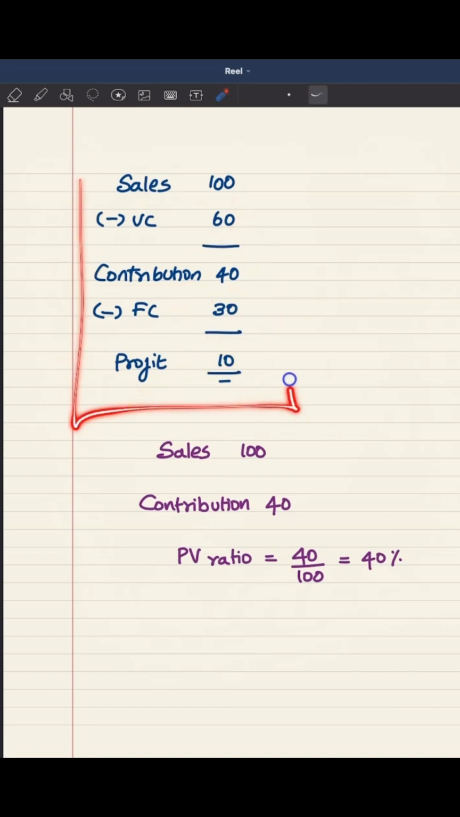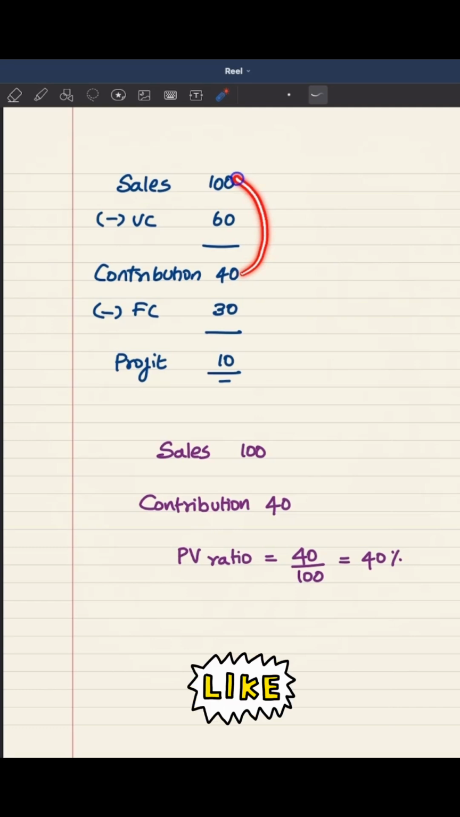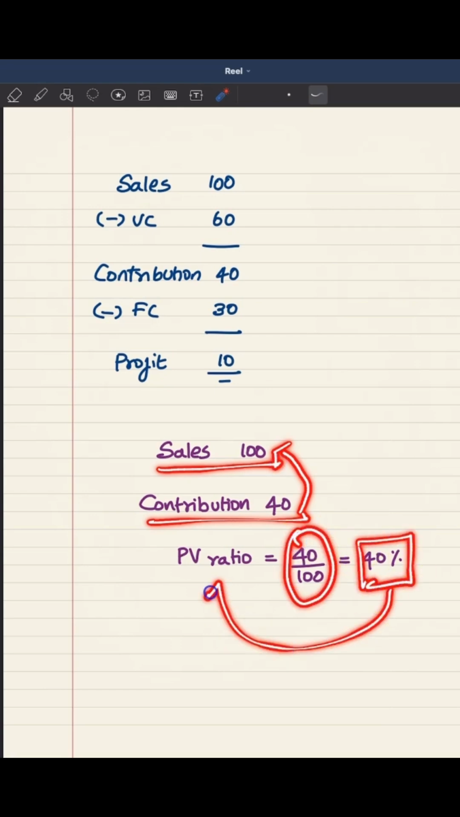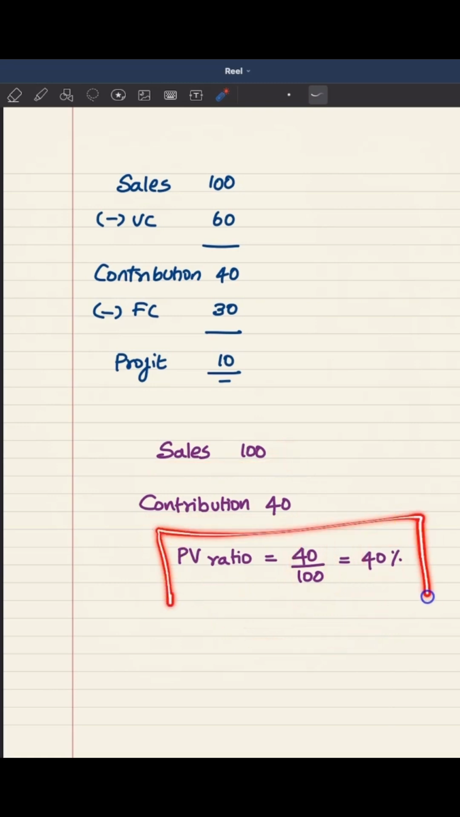Now this information is going to help us understand break-even sales better. How? There is a critical relationship between these two items, that is contribution and sales. Contribution is 40, sales is 100. So this 40 expressed as a percentage of 100 will give you 40%, and we call it the PV ratio. This information is going to help us find out break-even sales.